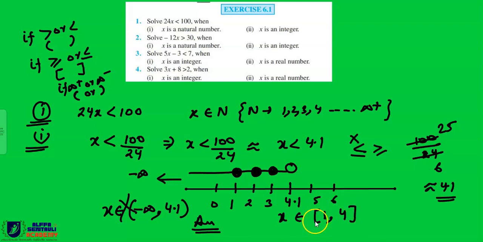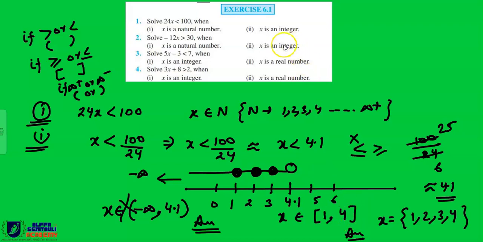Why am I using this closed interval? I am using a closed interval because you are including this as your solution. Means if you write in the form of a set, this can be written as 1 will be an element, 2 will be an element, 3 will be an element, 4 will be an element. So there are a total of 4 numbers which are your solution, because we have to take natural numbers. Correct? So this is your correct and final answer. Got it? I hope you are not getting confused.